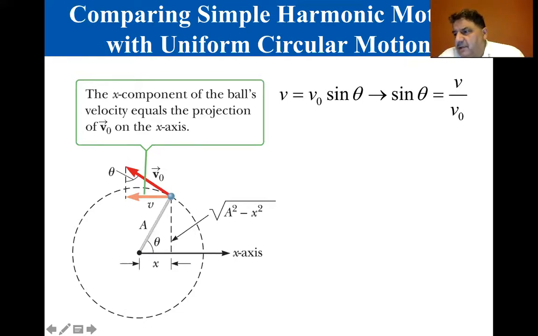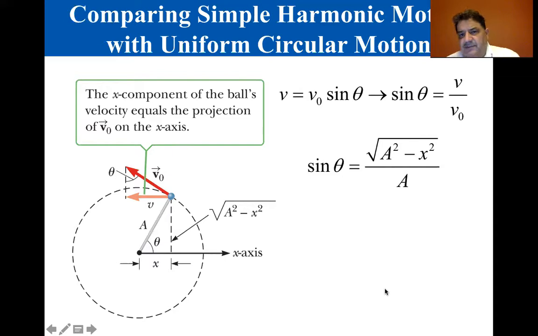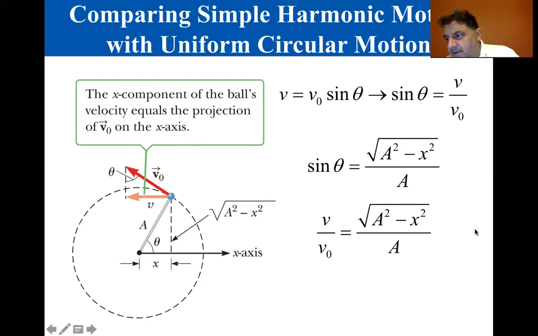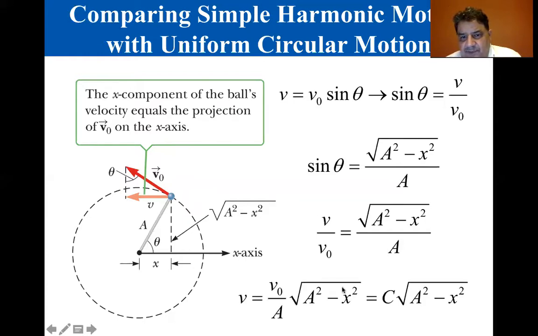Let's now look at the larger triangle in the figure. We can write another expression for sine theta, and that's sine theta equals the square root of a squared minus x squared over a. Let's equate the right-hand side of the two expressions for sine theta. Okay, we can solve for v.